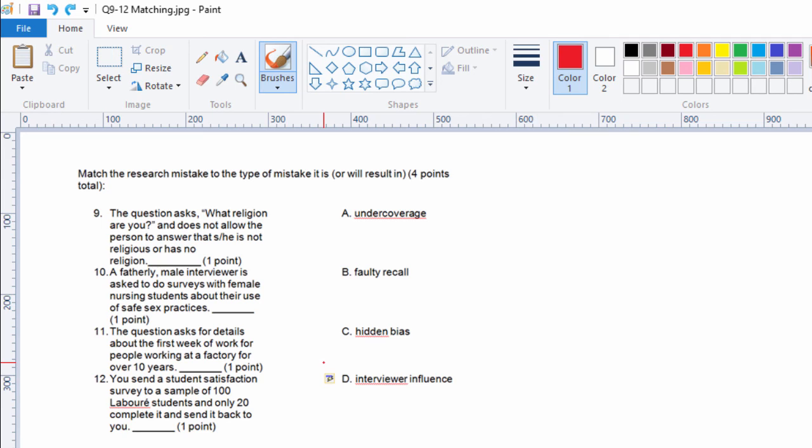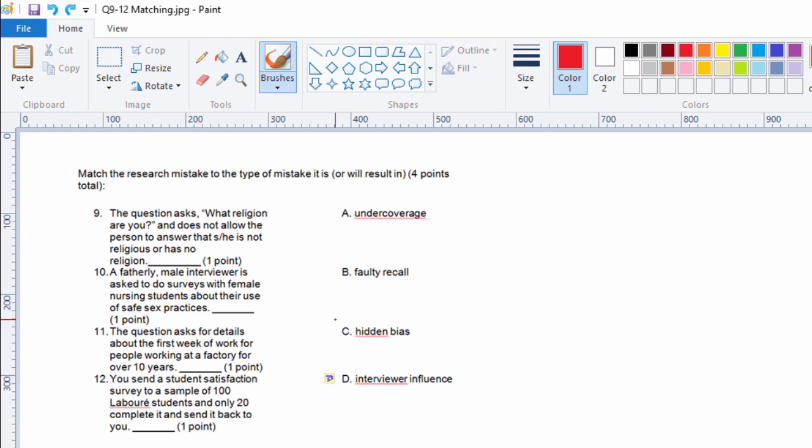Question 9, the question asks, what religion are you? Looks like a survey, so probably isn't D, okay. And it does not allow the person to answer that she or he is not religious or has no religion. So what religion are you, and you don't get to choose atheist? Well, that's not undercoverage because that doesn't have anything to do with sampling. And it doesn't have anything to do with remembering, so we're going to have to go for hidden bias, right? Because they're going to have to put some answer that's not correct. Okay, let's go to 10.